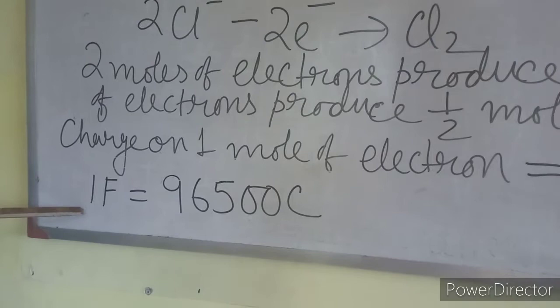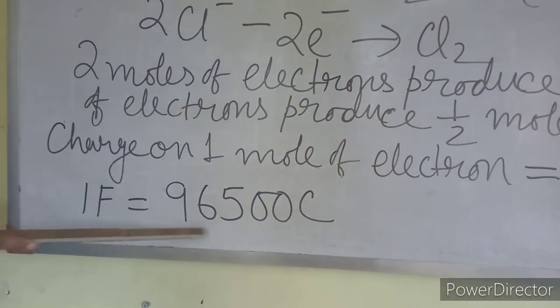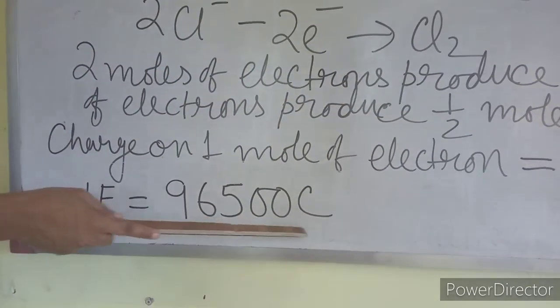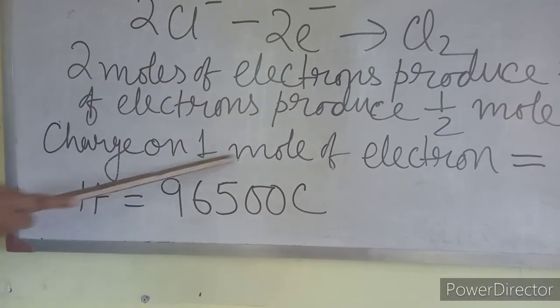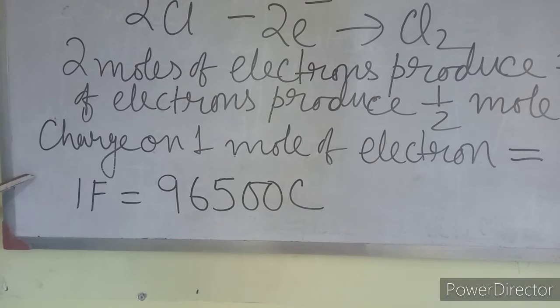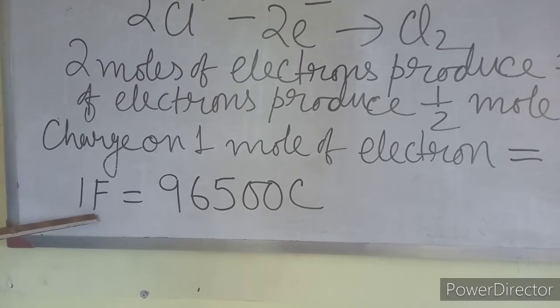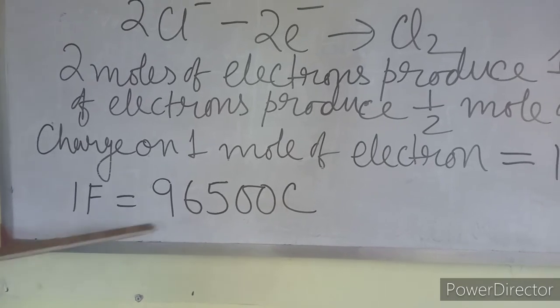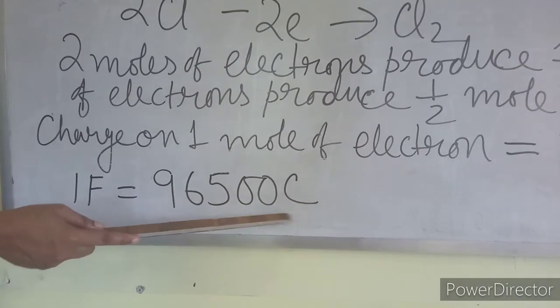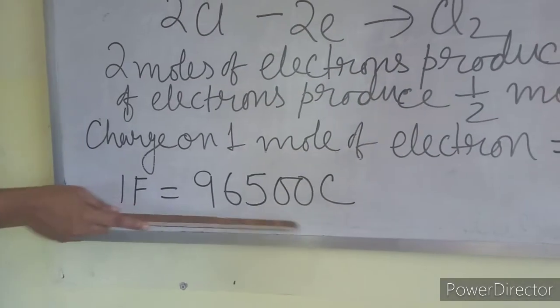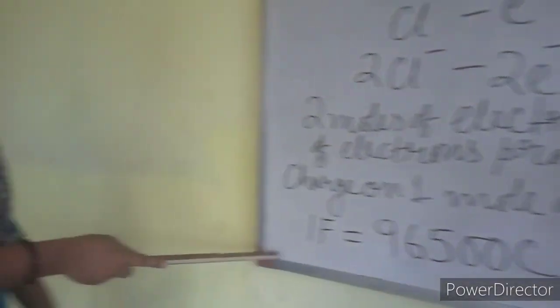Nowadays, while doing numericals, we write the approximate value. That is, 1 Faraday is equal to 96,500 coulomb. By estimating, we get this. So this one we have to remember throughout for doing various numericals. That is, what is 1 Faraday: the value of 1 Faraday is 96,500 coulomb. So these two laws you have to remember, and what is 1 Faraday, that you have to remember.